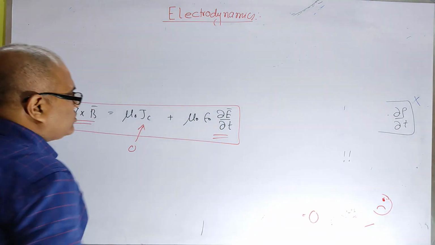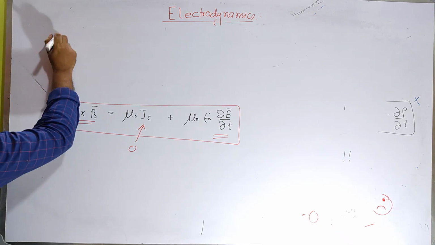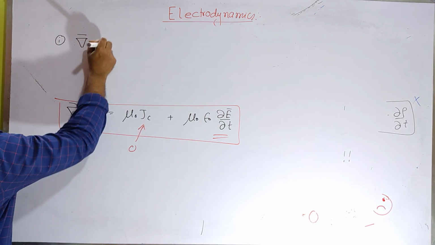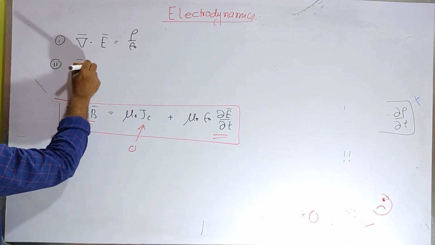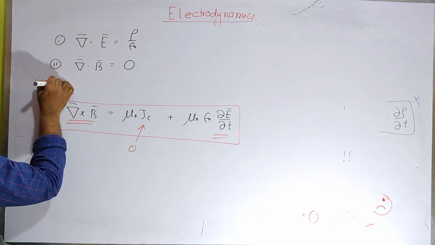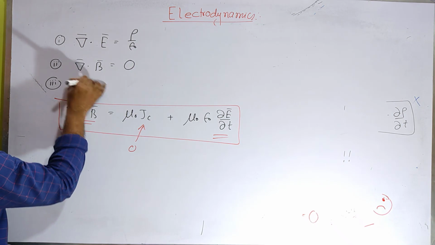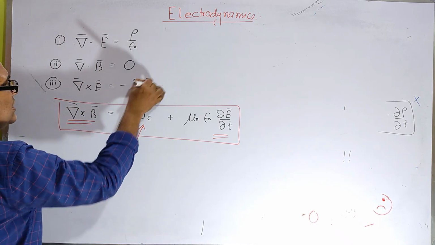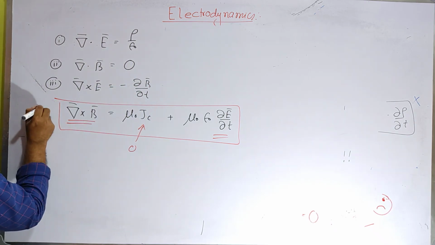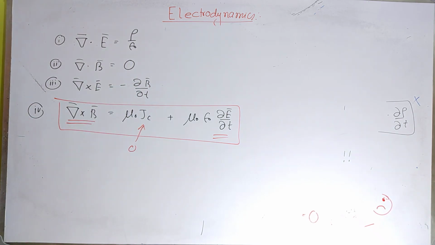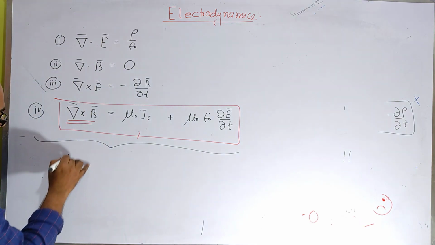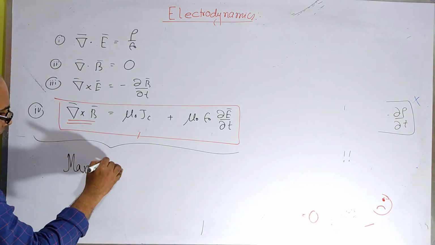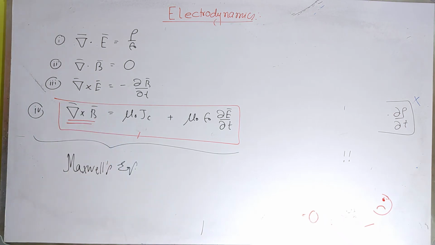So all these equations together: number 1, just write down with me, divergence of E equals rho by epsilon naught. Number 2, divergence of B equals 0. Number 3, curl of E equals minus del B del T, and number 4, this one. So these 4 equations together are called Maxwell's equations.